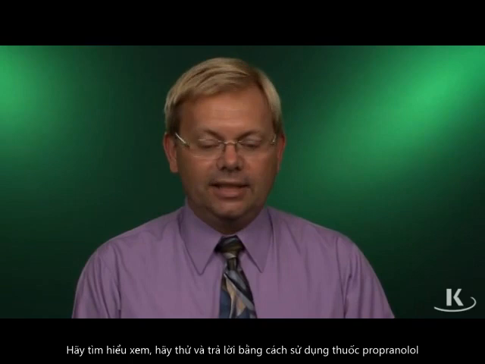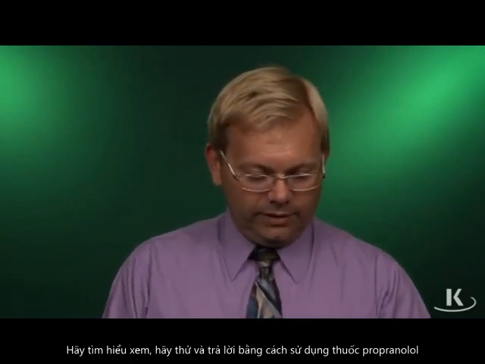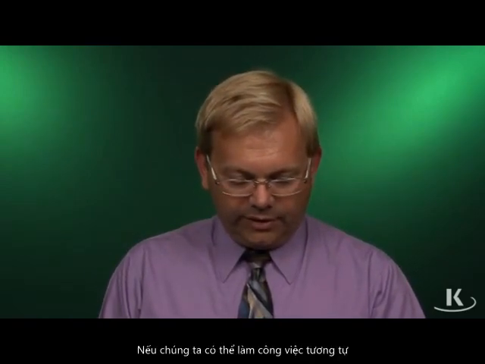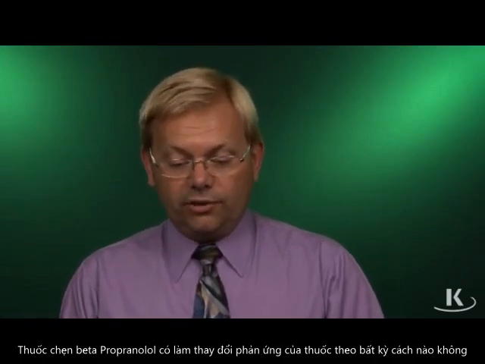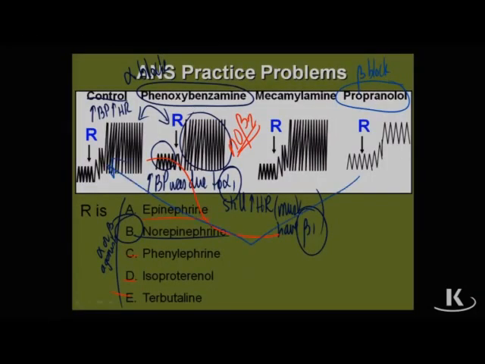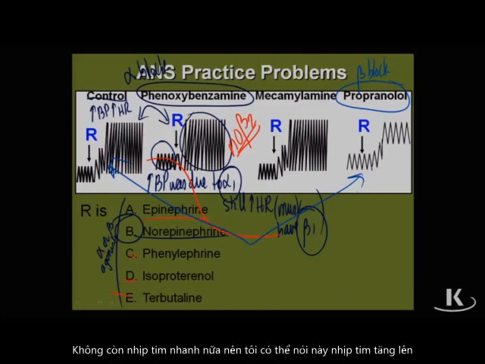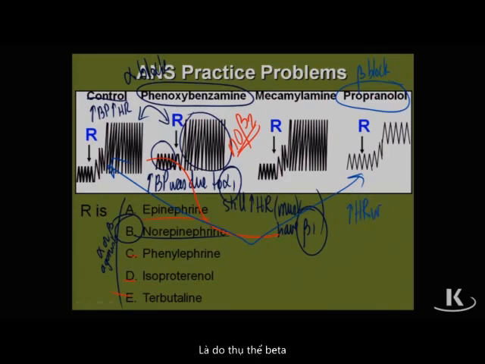Look, just for the heck of it, let's try and answer it using the drug propranolol, just to see if we could have done the same job. And you'll see that we can. What is propranolol, by the way? I forgot. Yeah, it's a beta blocker. And what is my first question? Does the beta blocker propranolol change drug R's response in any ways? Does the tracing look different? Of course, it looks different. You see, there's no more tachycardia, so I can say, hey, the increased heart rate was due to a beta receptor, and it had to be due to beta-1 because only beta-1 increases heart rate.